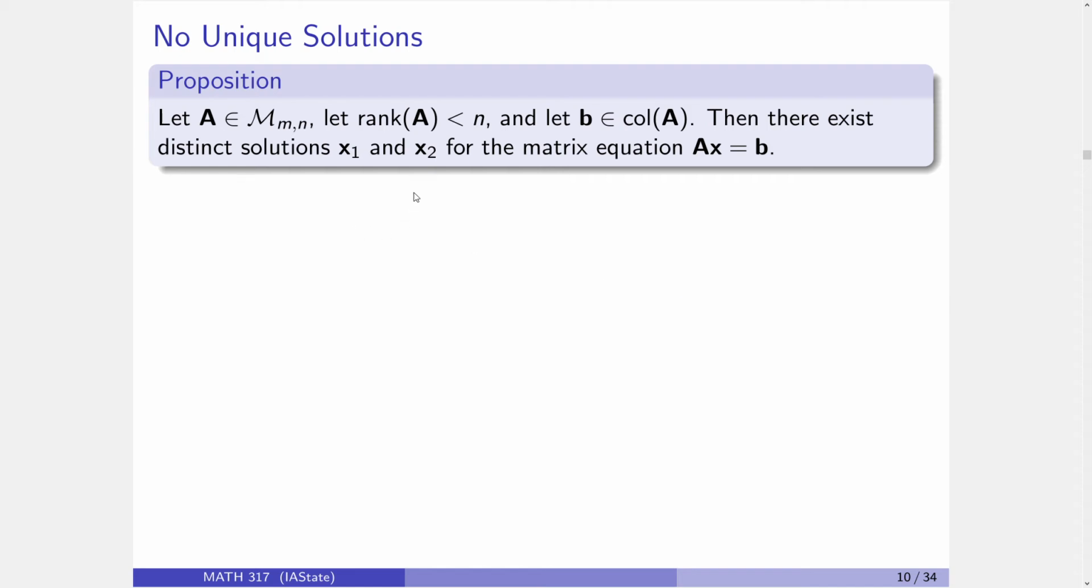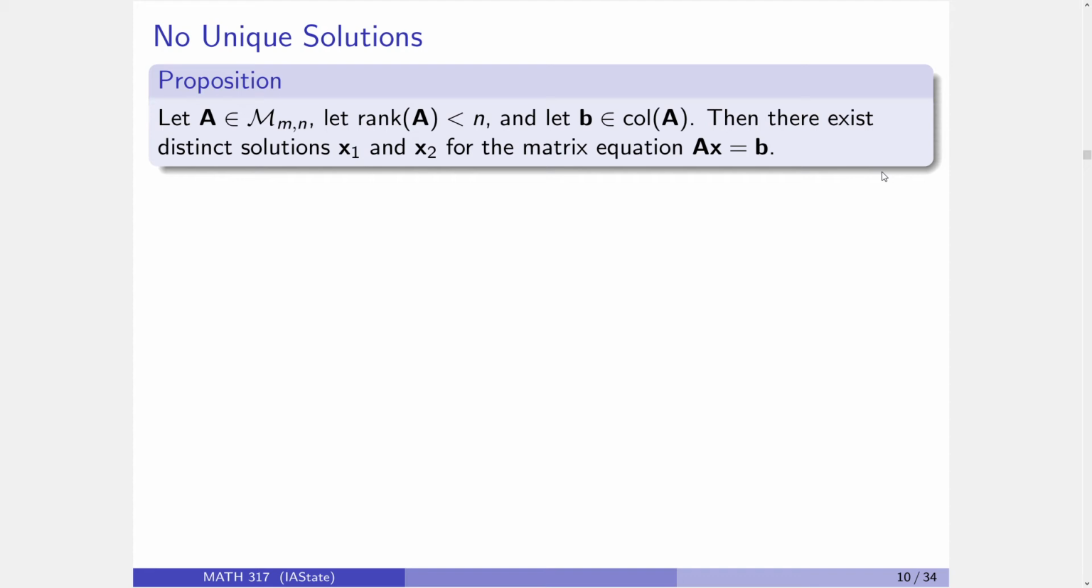So as we've seen, if your rank is full, that means Ax equals b has a unique solution. Let us now prove the reverse of that, which is, let's say your rank is not full, then there are distinct solutions. And as we've already proven, if you have two solutions, you must have infinitely many. All right, so let's actually prove that now.